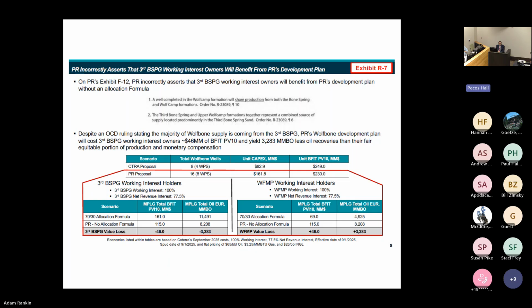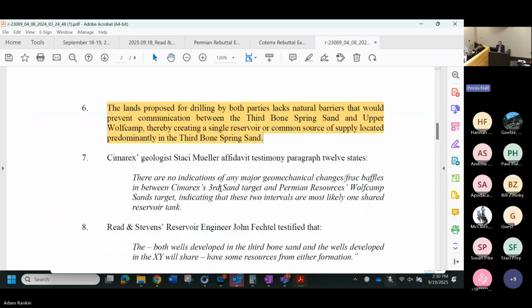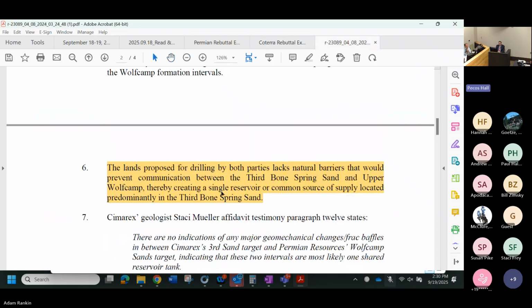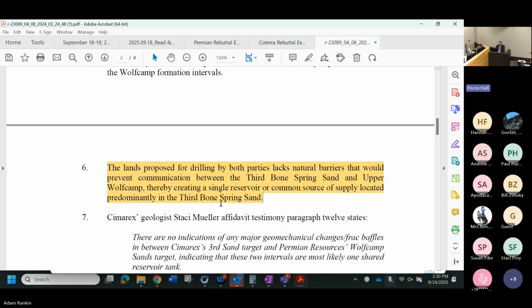The answer is yes or no. You took 70% of the production from Permian's Wolfcamp well and you put it into the third Bone Spring, correct? That's correct. Okay, and you did that on the premise of that statement in this order 23089, paragraph 6, correct? Yes, you're referring to where the order explicitly says the common source of supply is located predominantly in the third Bone Spring. That's correct. Yes, that's correct. Okay.